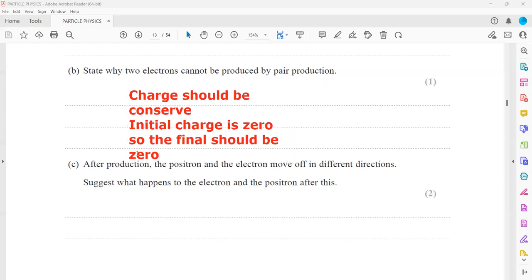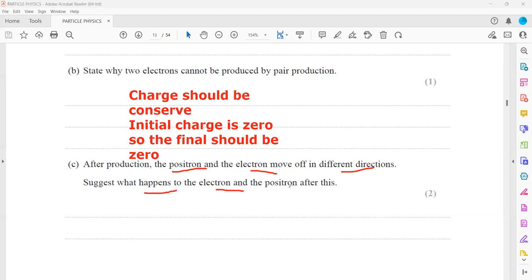After production, the positron and the electron move off in different directions. What is the reason for that? Why not in the same direction? So there must be a conservation of momentum as well.